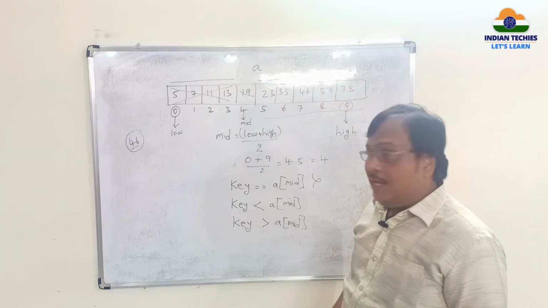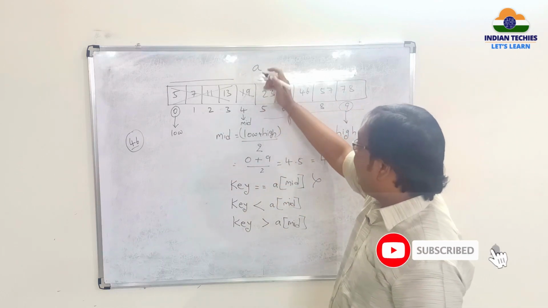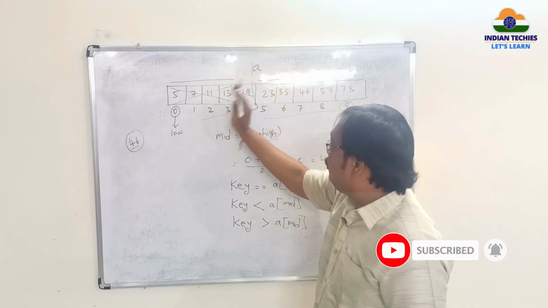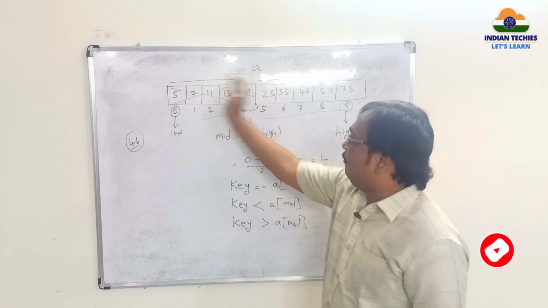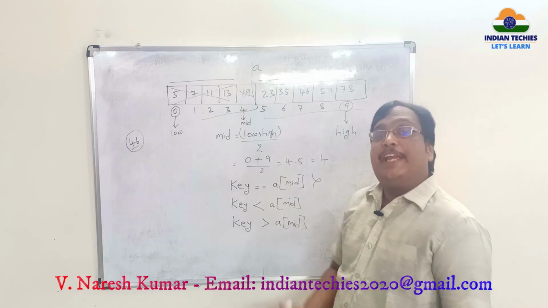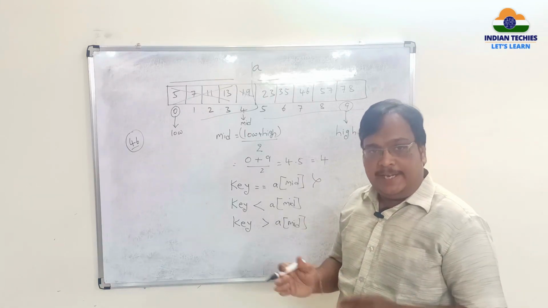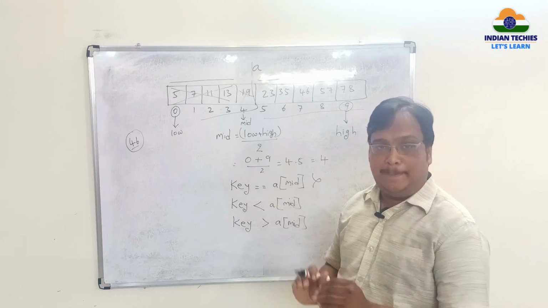Again, what you have to do is apply the total procedure in this right part. Now forget about the mid and left. In this right side part, again you have to find low, again find high, and again find the mid value and compare.